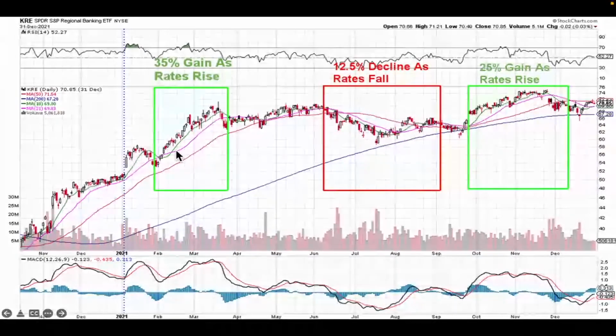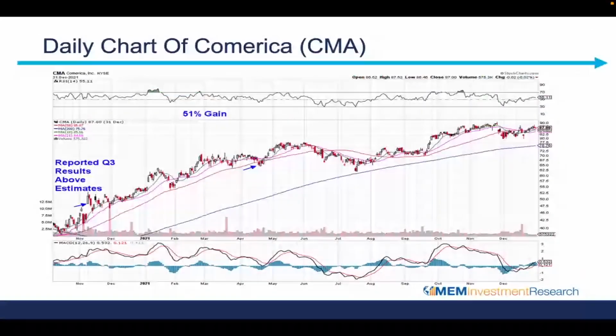We had this nice uptick here in the beginning of the year, and then as the year proceeded, we saw bank stocks declining and then back up again. Again, interest rates were the primary driver for this move in banking stocks, highly sensitive to interest rates.